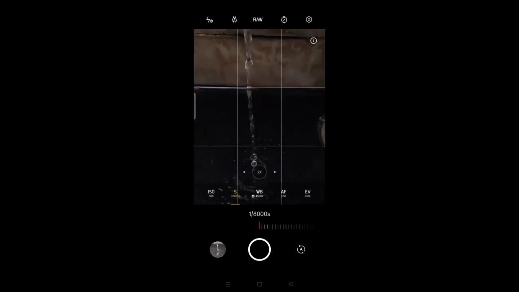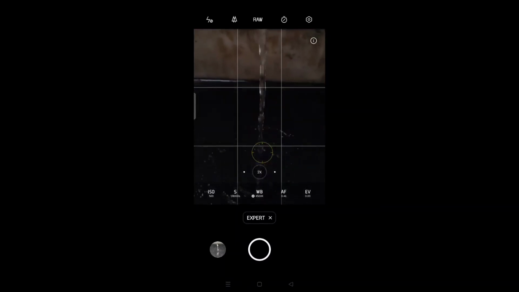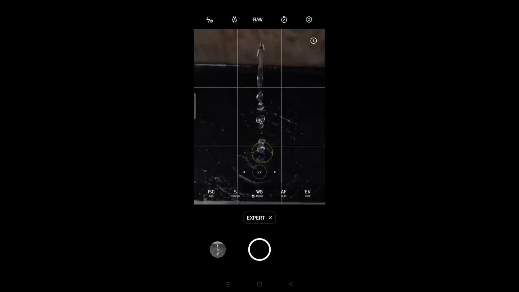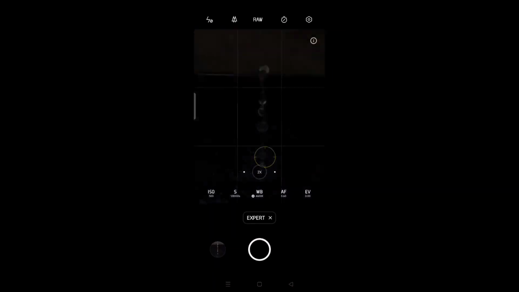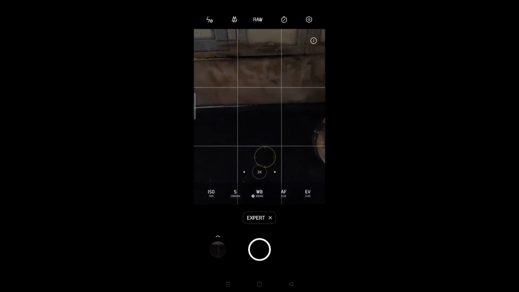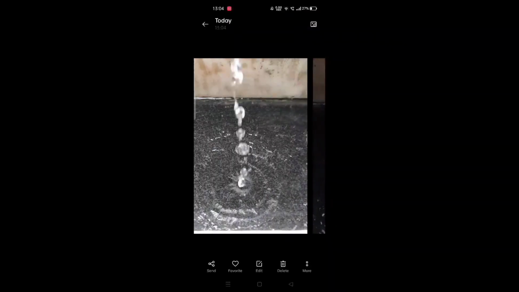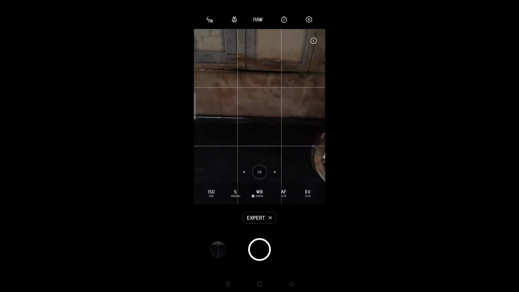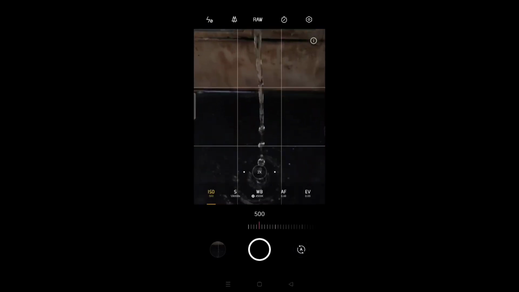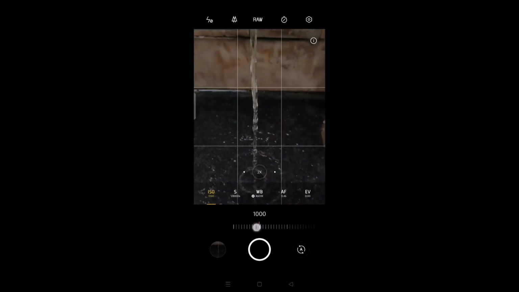Shutter speed depends on how fast the subject is moving. If the subject is moving too fast, then you should increase the shutter speed. Like now, I have taken some shots, and these are beautiful. By increasing the shutter speed, you can capture fast-moving objects, and the results will be better. I'm again going to click these pictures.